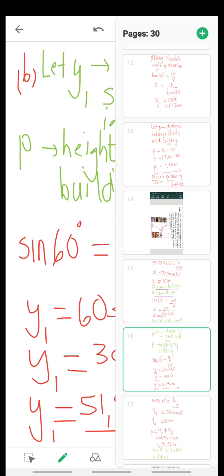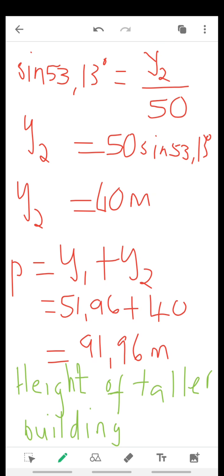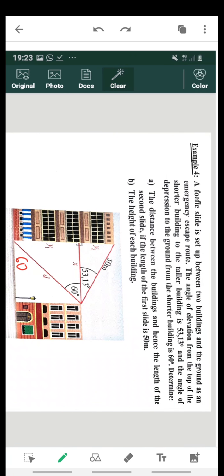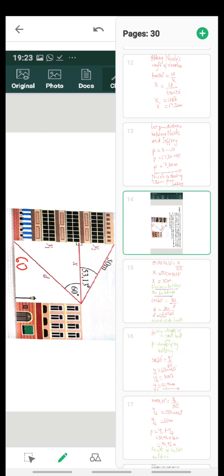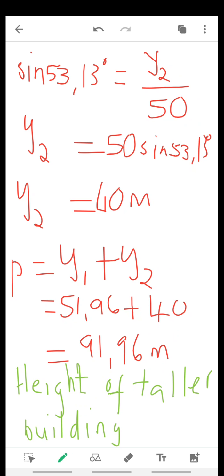Remember now, we need to find y2, then add it to y1 to give us the height of the taller building. So how did I do that? Let's check. In that smaller triangle up there, 53,13 degrees is opposite y2, hypotenuse to 50. I'm talking about this triangle here. If I'm going to relate those like that, meaning I'm dealing with sine. Then I said sine 53,13 degrees equals opposite y2 over hypotenuse 50. Then I found that my y2 was 40 meters.